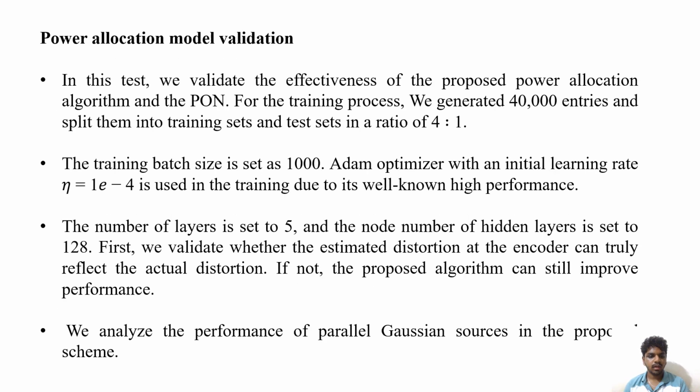Power allocation model validation. In this test, we validate the effectiveness of the proposed power allocation algorithm and the PNO. For the training process, we generate 40,000 entries and split them into training and test sets in the ratio of 4:1. The training batch size is set to 1000. Adam optimizer with the initial learning rate is used in the training due to its well-known high performance. The number of layers is set to 5 and the node number of hidden layers is set to 128.